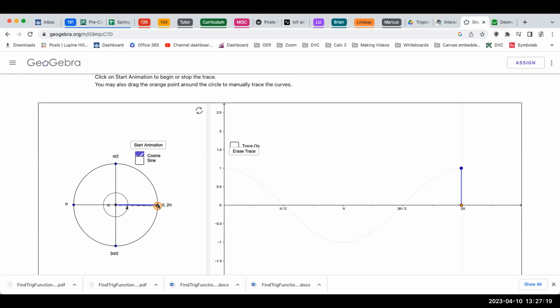So it kind of looks like sine, except it's a little bit of a shifted version of it. Okay. It actually starts at 1 because cosine of 0 is 1. Okay.